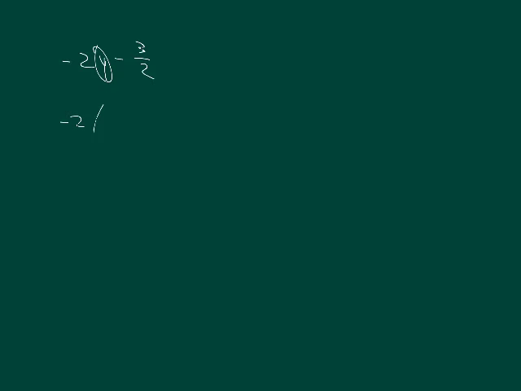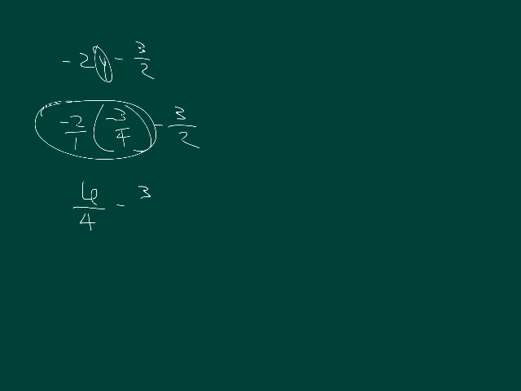So negative 2 times negative 3/4 minus 3/2. So again, see, I put the parentheses around the negative 3/4. So I'm going to multiply those two. Negative 2 times negative 3 is positive 6. And there's nothing to multiply on the bottom, so the 4 stays there, minus 3/2.